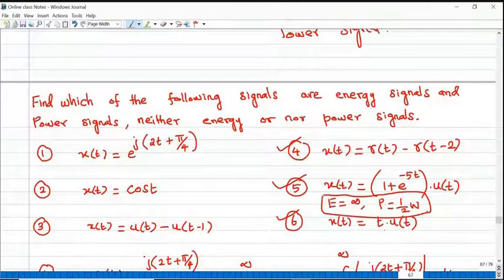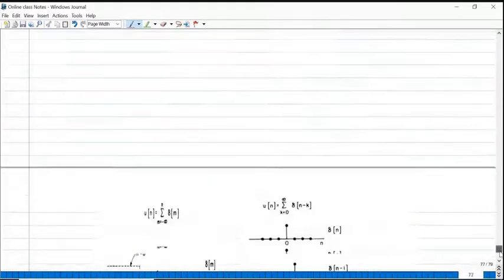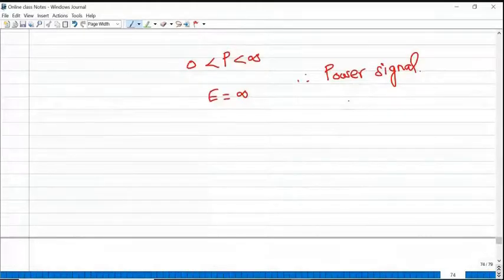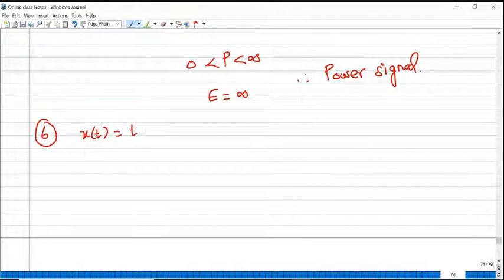Last one. X of t equal to t dot u of t. I'll solve this because this signal is an example of neither an energy signal nor a power signal. Problem number 6. x of t equal to t dot u of t.